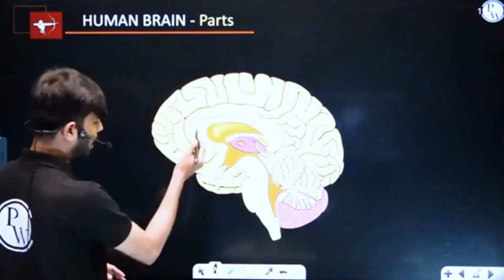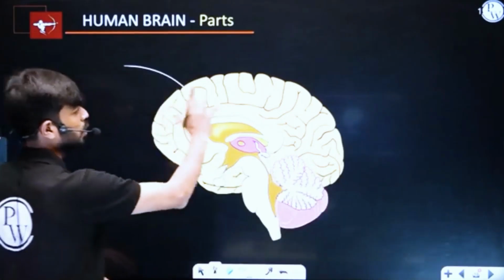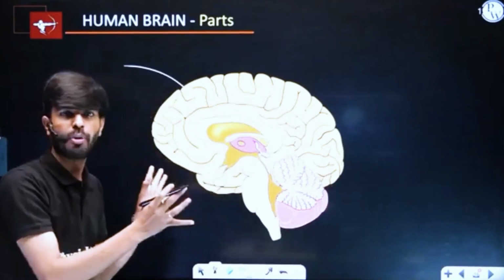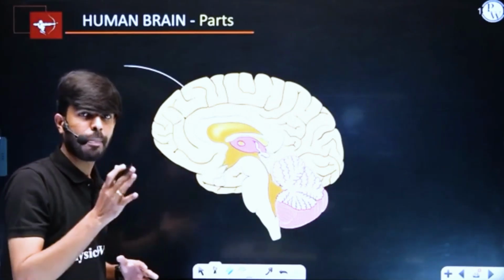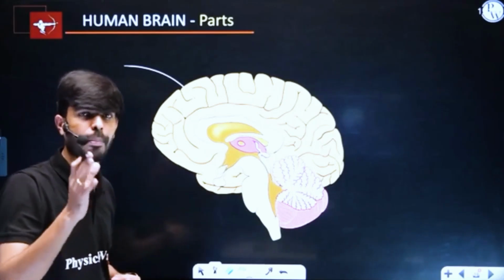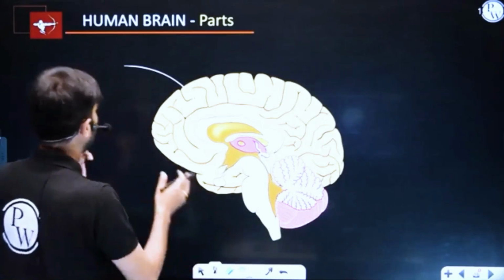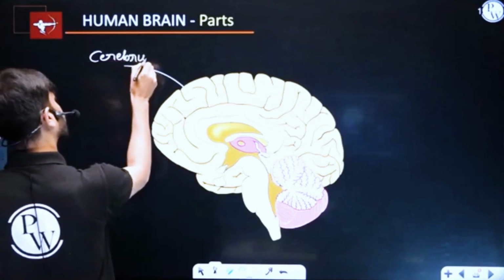Okay, let me label it. White is better, I guess. This particular portion, the largest part of the human brain, is called cerebrum. Okay, 85% of the total weight of the brain is due to the presence of cerebrum only. Here it is the cerebrum.